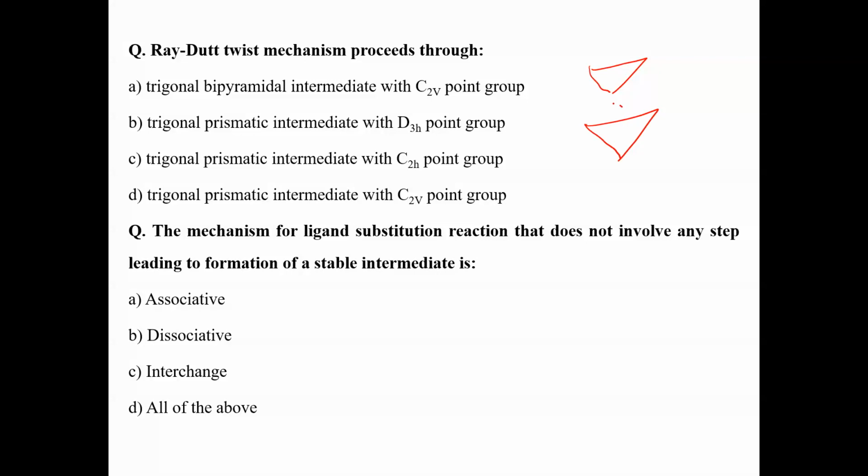Okay, here is metal. In this Rather twist mechanism, the intermediate has a C2v point group. C2 means that if you rotate the intermediate 180 degrees, you will get the same structure, and v means the vertical axis. So along the vertical axis, if you rotate it, you will get the same structure. So it possesses this symmetry, that is C2v.